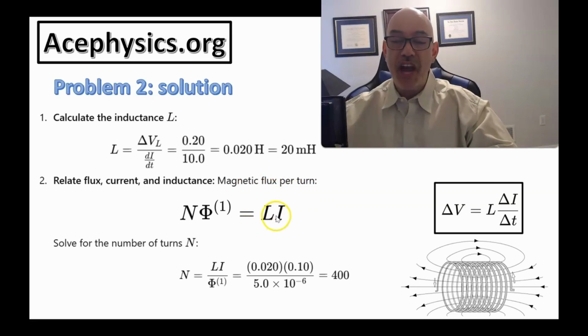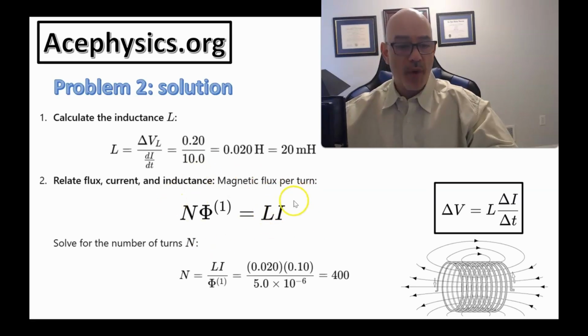It's related to the geometry. A given current for a given inductor produces a given flux. Phi1 is the flux through one turn of the inductor. N times Phi1 is the flux through the total inductor. This is proportional to the current flowing through the inductor. The proportionality constant is L, and this L is the inductance. It's related to the geometry of the setup.